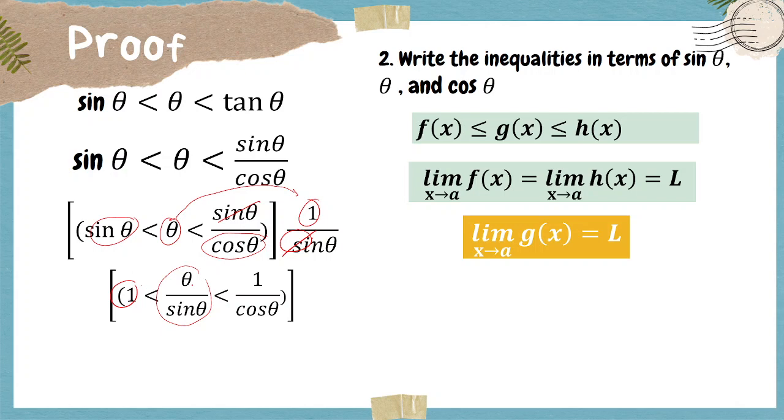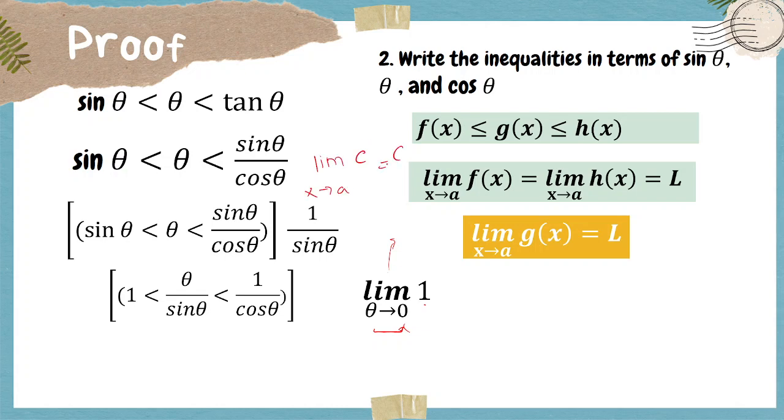Now we get the limit of the lower and upper functions. So this is the upper, this is the lower. Now if we get the limit of that one, what is the limit of 1 as theta approaches 0? What theorem is this? This is the constant theorem, right? If we have a limit of c as x approaches a, then the limit is c. So therefore, the limit here is 1.